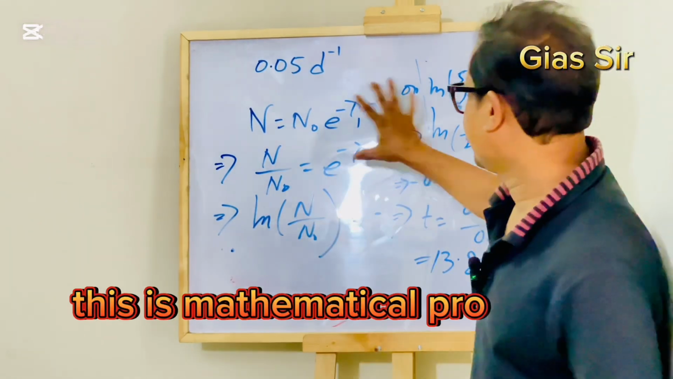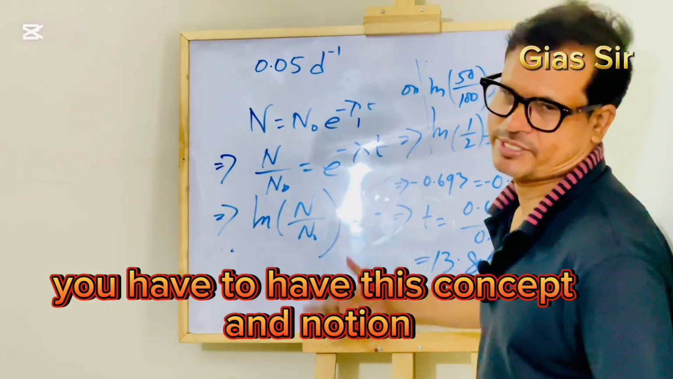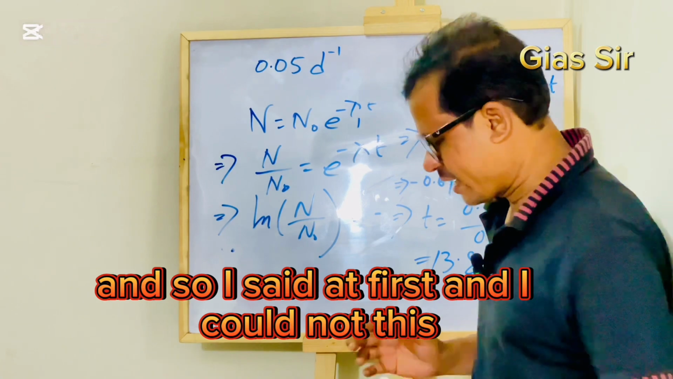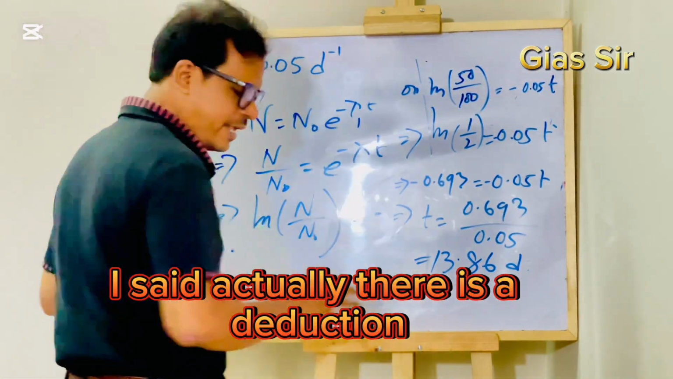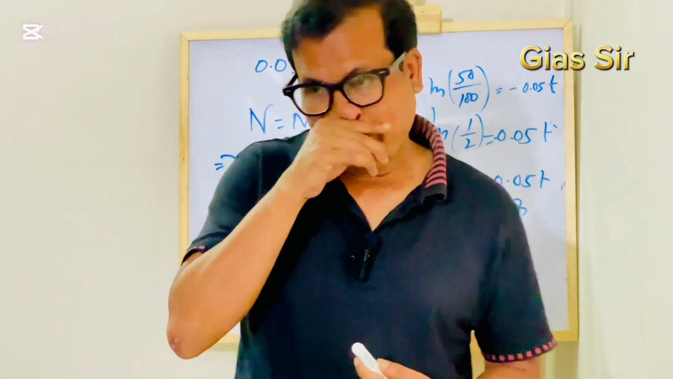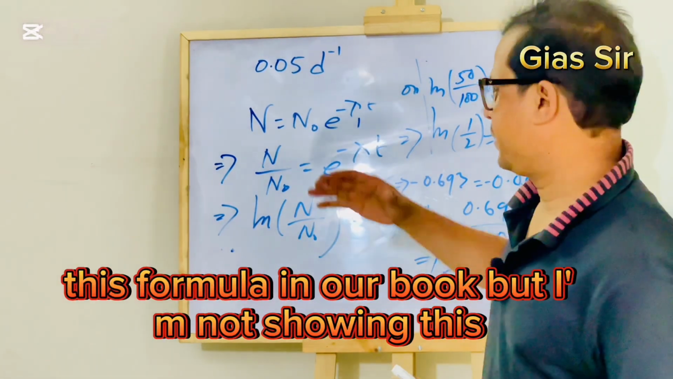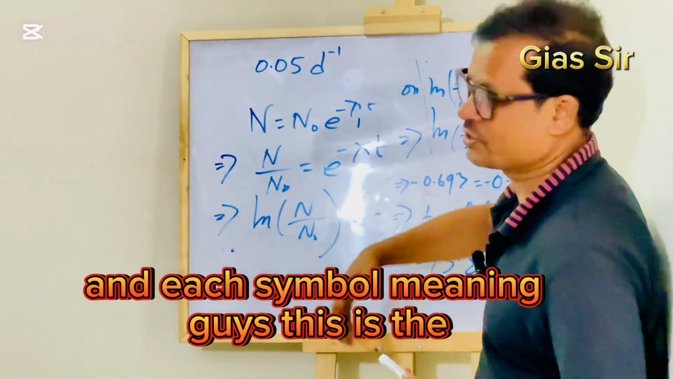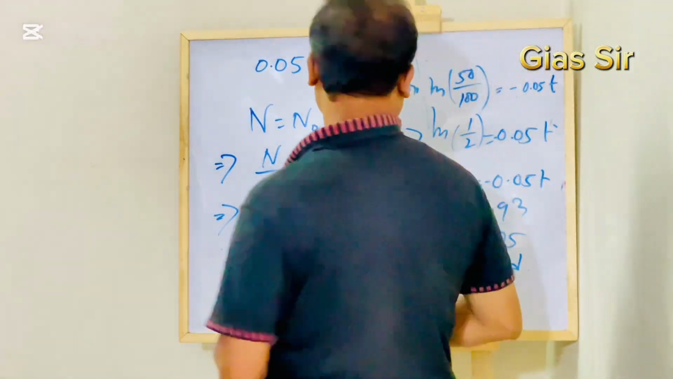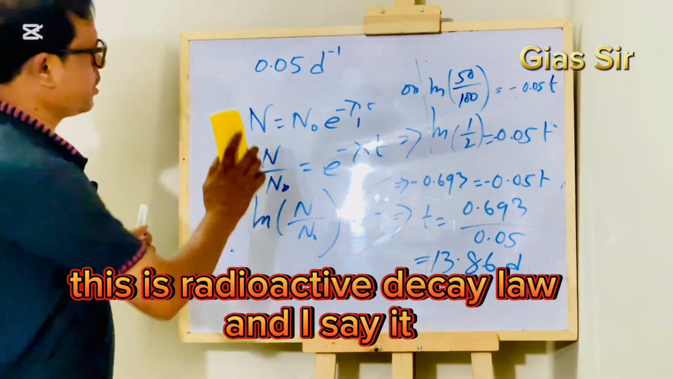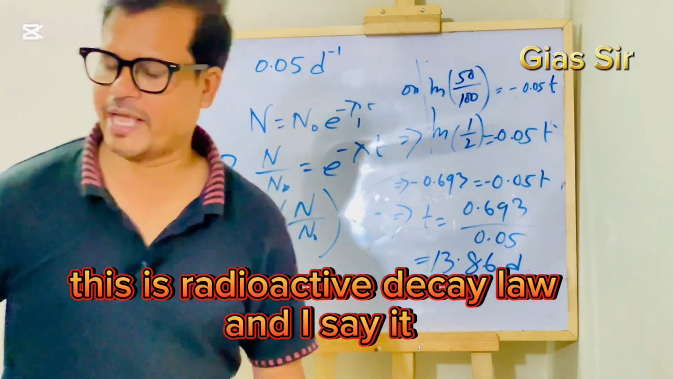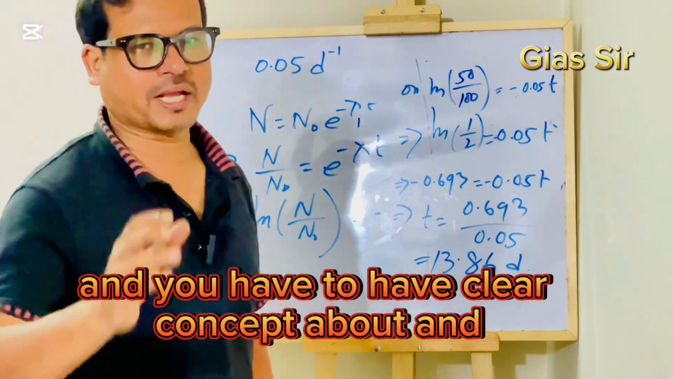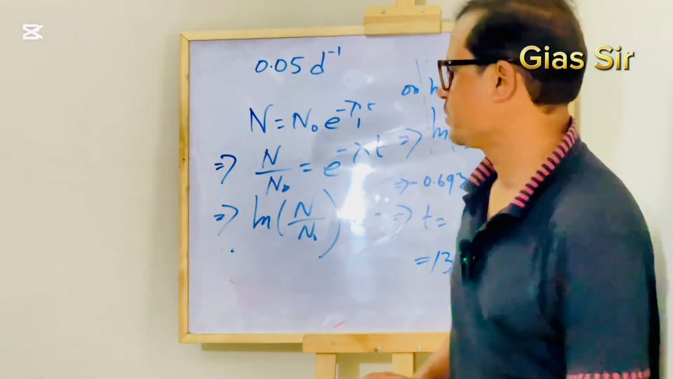Guys, this is the mathematical process. You have to have this concept and notion, otherwise you can't handle this. At first I said N equal to N naught e to the minus lambda t. There is a deduction of this formula in our book, but I'm not showing it. I'm just giving this equation and the meaning of each symbol. Guys, this is the radioactive decay law. I said what is lambda, what is t, what is N naught, and you have to have a clear concept about N and N naught, otherwise you can't do the mathematics.